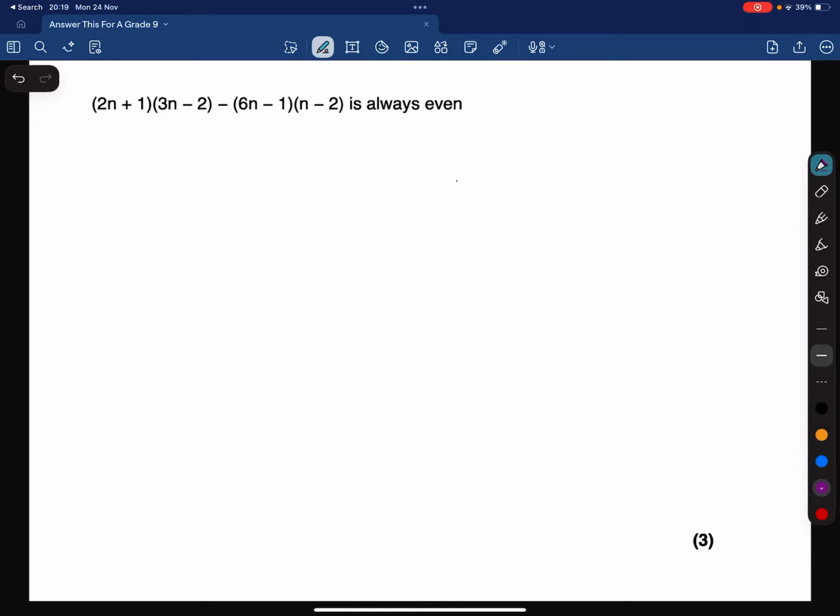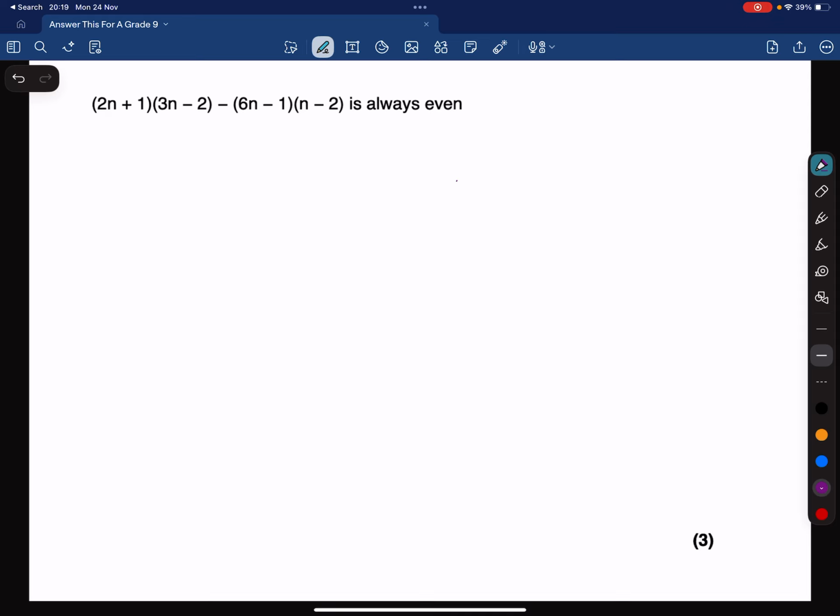Okay, I'm going to be showing you how to answer these grade 9 algebraic proof questions. Pause the video when you see the question, try it, and then I'll go through the answers. If you're stuck, leave a comment below and I'll explain how I got there. If you spot a mistake, definitely comment and see if you can beat my time.